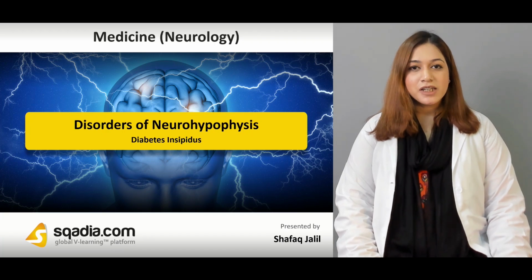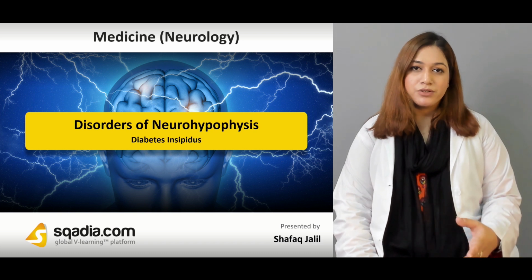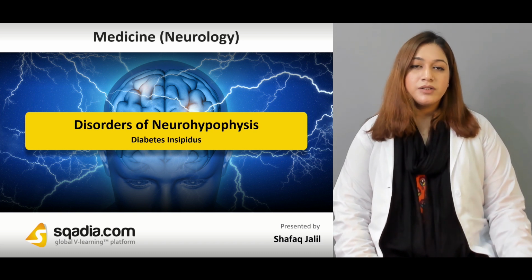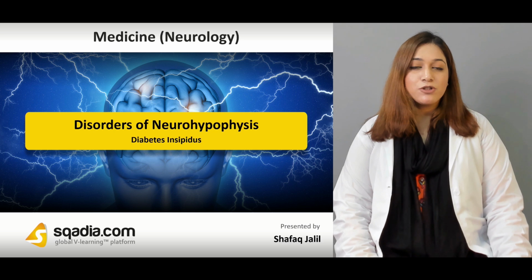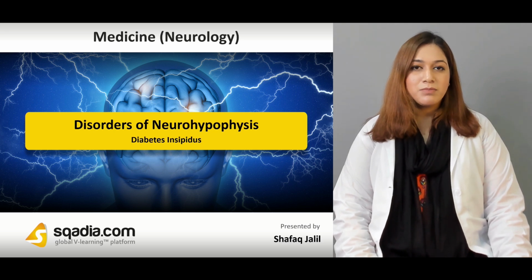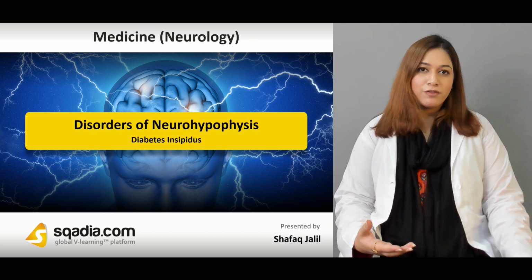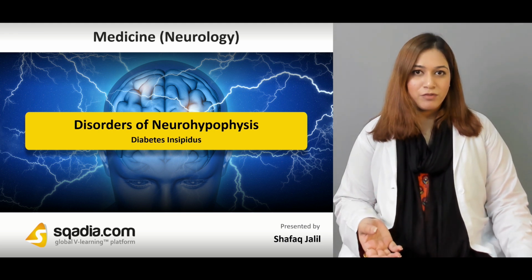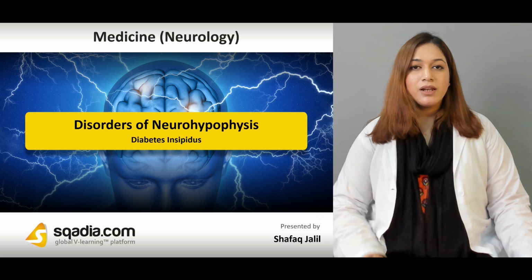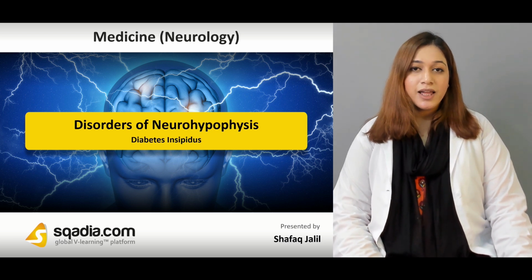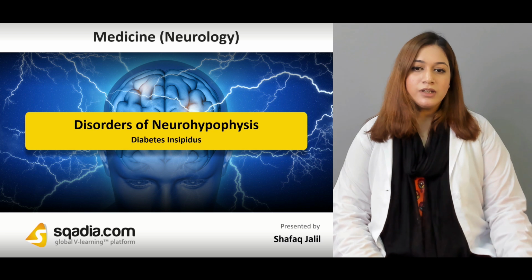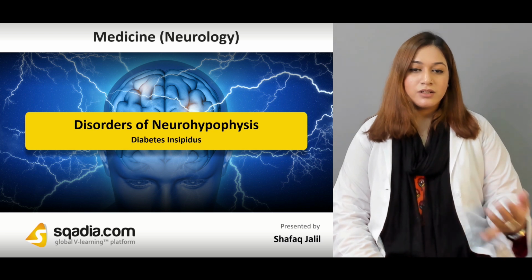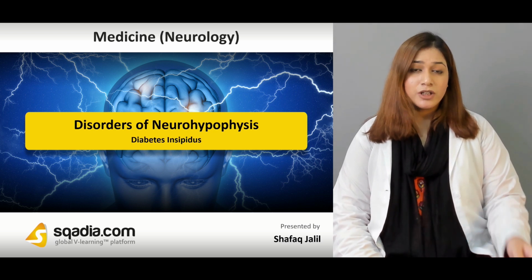Moving on to the second section of our lecture, which constitutes diabetes insipidus. Now, diabetes insipidus is a syndrome that is caused by the deficient production of AVP, and it results in the imbalance of body fluids. It is characterized by large volumes of dilute urine and increased thirst. Let's discuss this section in detail.